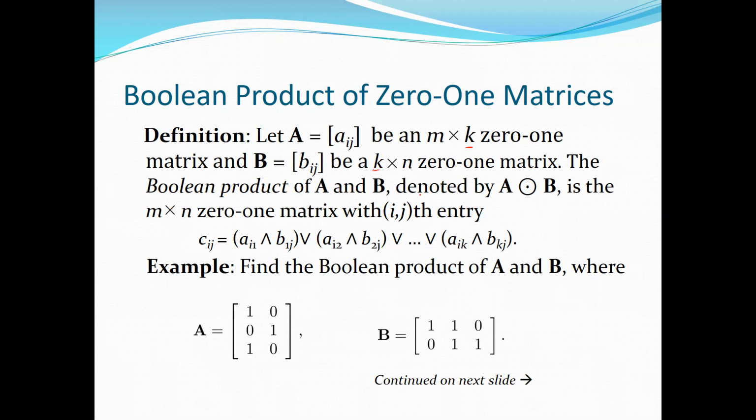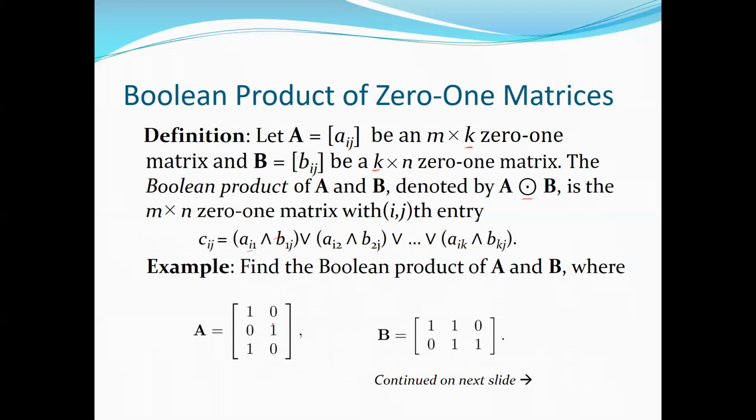So the Boolean product of A and B, denoted by a dot with a circle, is the M cross N 0-1 matrix with (i, j)th entry. And how is that entry computed? Similarly, as we have seen in the integer forms, the first element of the ith row is ANDed with the first element of the jth column, right? Then we take an OR with a_i2 and b_2j, and it goes on up to the last term.